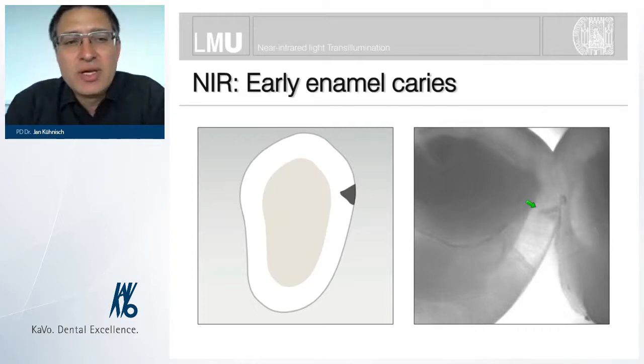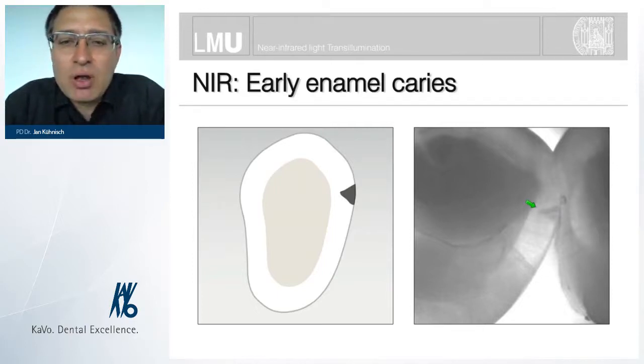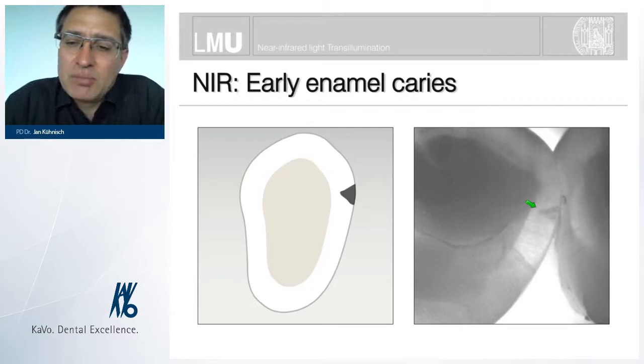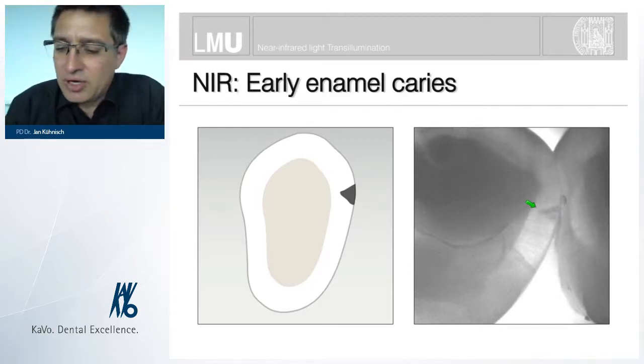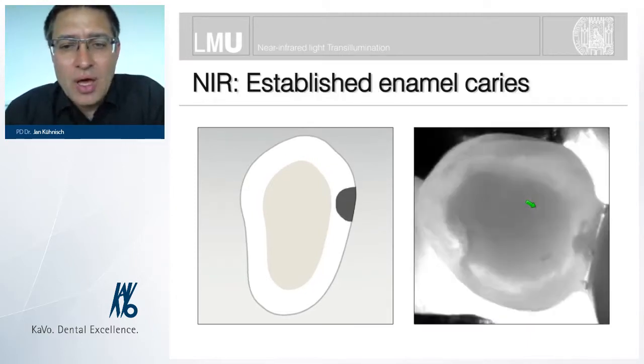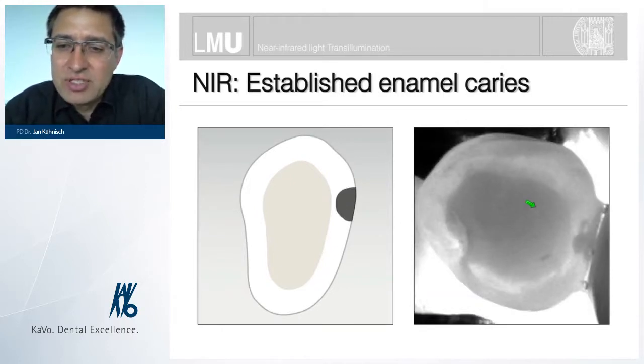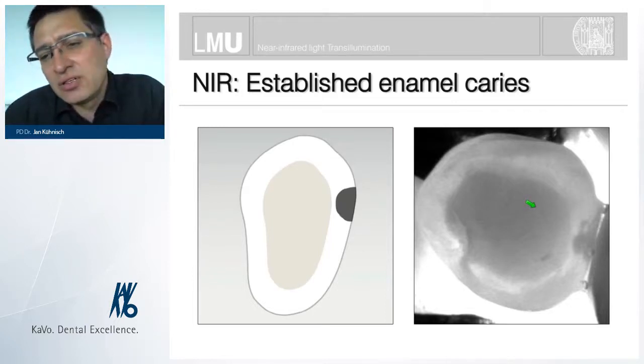And you can imagine that such small changes in enamel are definitely not visible in bite-wing radiographs. And further on, if we are following the caries, it goes, of course, deeper. If it's not arrested so far, then we are seeing an established enamel caries, and it goes on in the direction of the enamel-dentine junction.